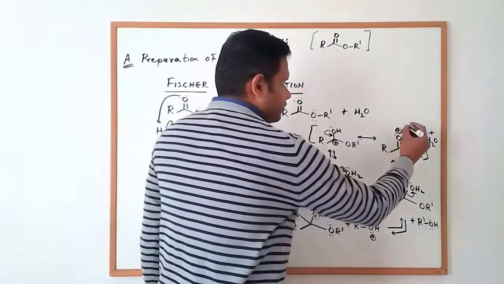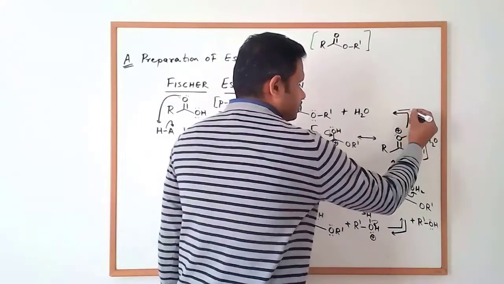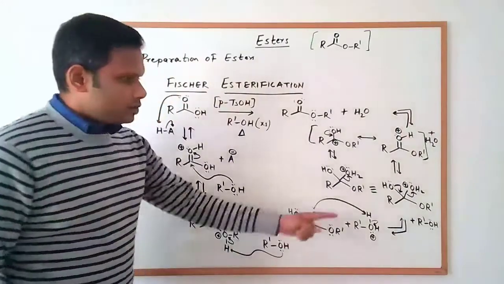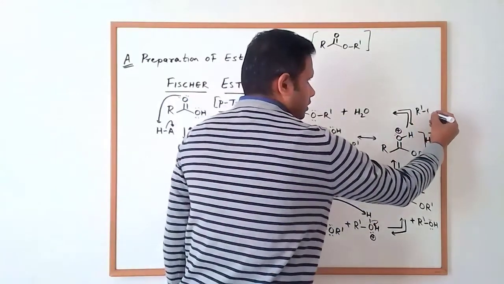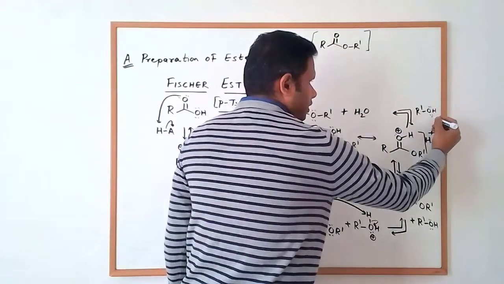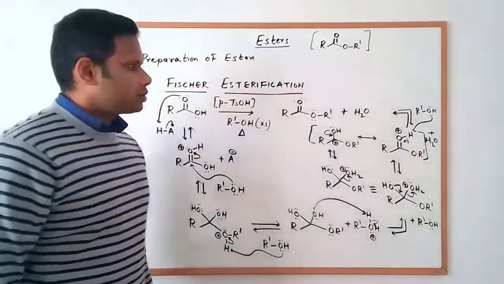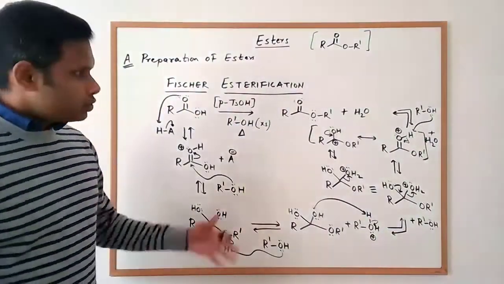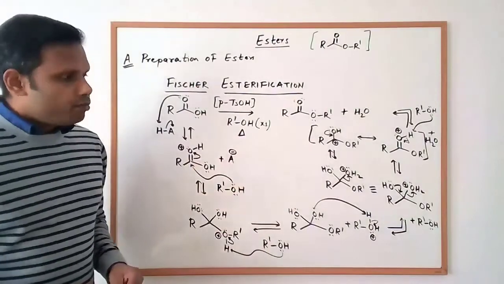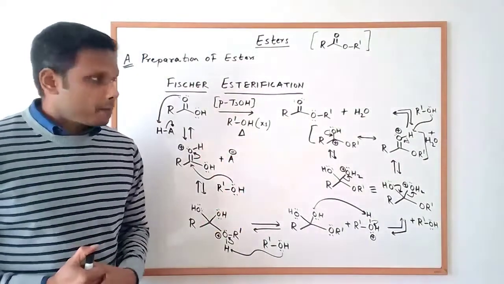And essentially from this last intermediate that we have here, if we use an alcohol molecule again, a molecule of alcohol can deprotonate this intermediate, put the electrons down. That would bring us to the ester. So that's the complete mechanism of a Fischer esterification.